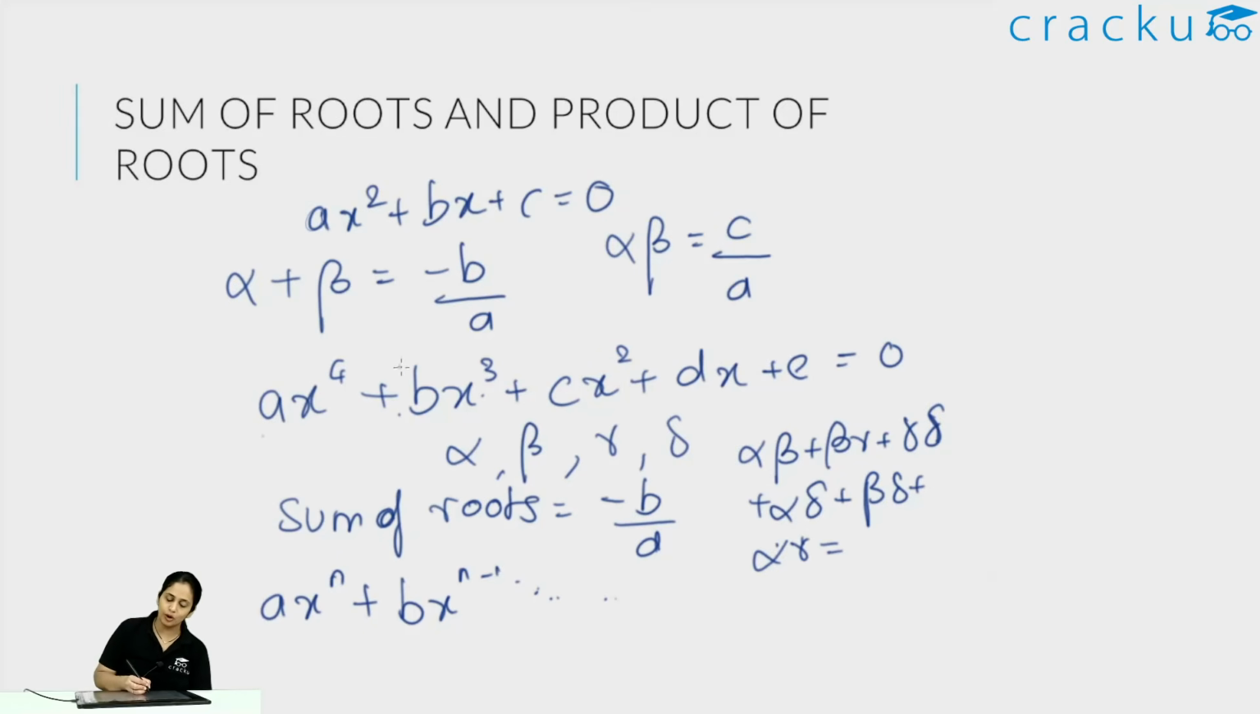So in this case you have to alternate the sign. So the first coefficient is negative, then it is positive, then again negative, then again positive. So in this case you have positive c by a. This is the sum of the roots taken two at a time.